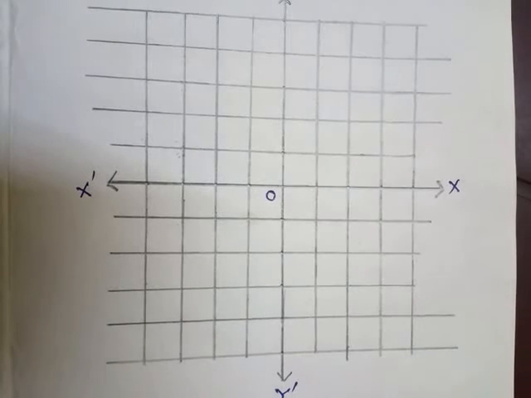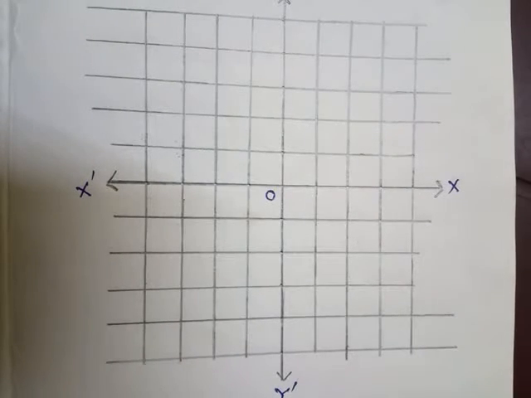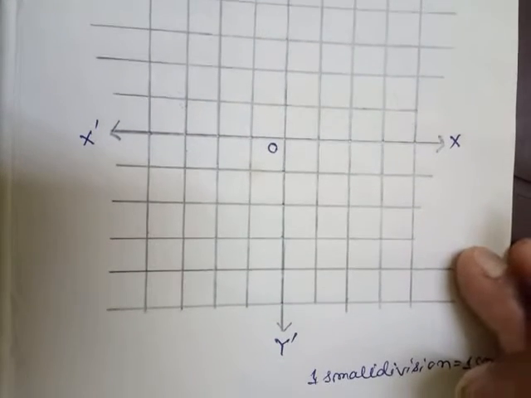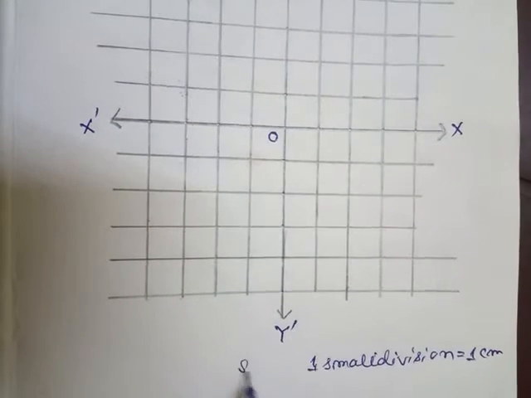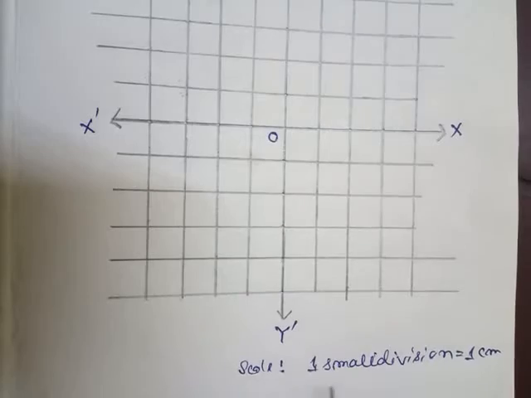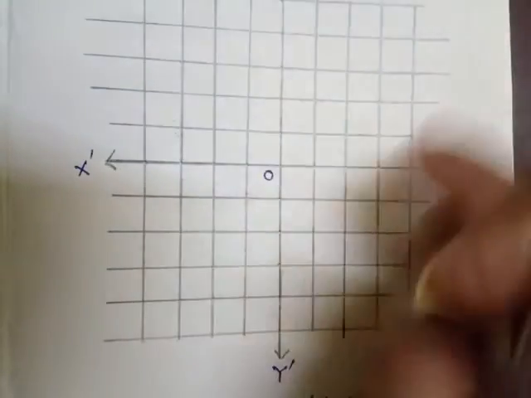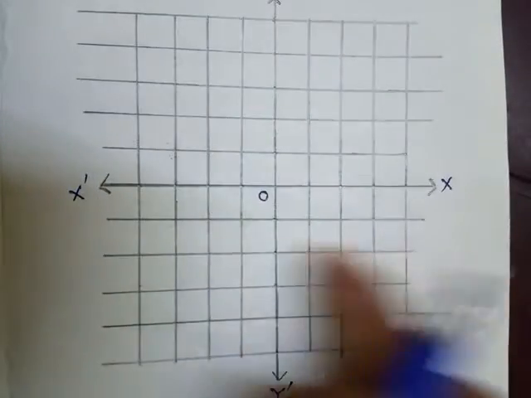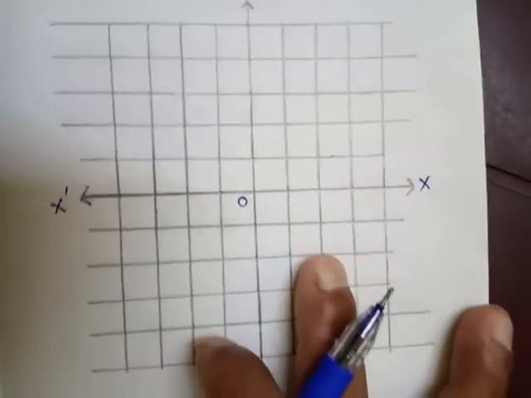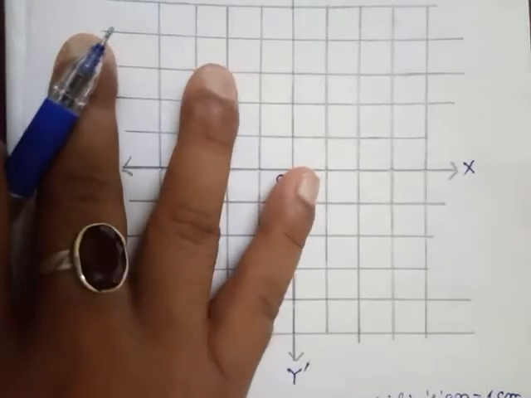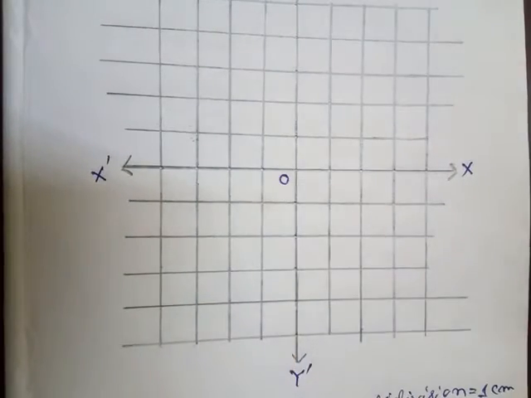Students, I have made one Cartesian plane, and look here, the scale is also mentioned. The scale is 1 small division equal to 1 centimeter, which means 1 cm here and 1 cm there, on the x-axis and y-axis. This is XOX' and YOY'. Now students, after that I am just going to plot the values.